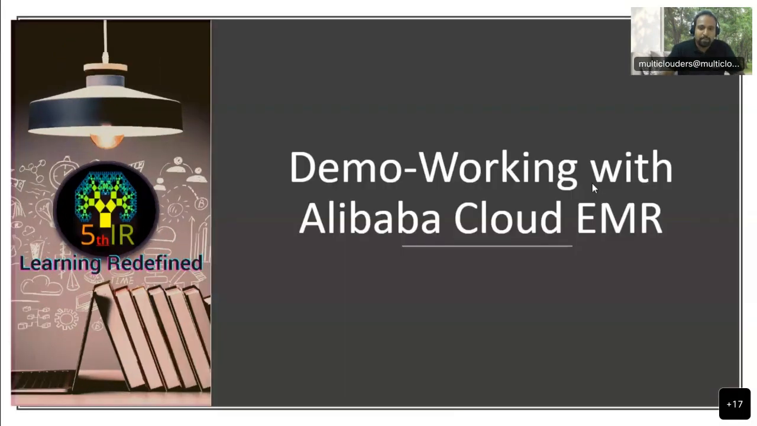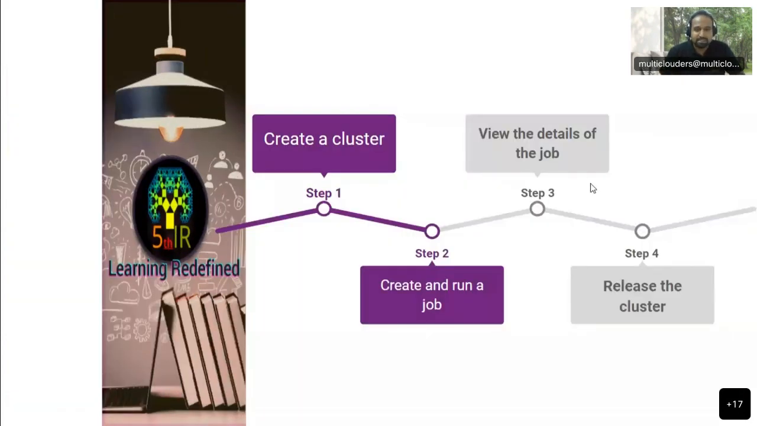Okay, so now moving to the demo part of how to spin up or create an Elastic MapReduce cluster in Alibaba Cloud. There is a set of steps, which I have depicted here. First, we have to create a cluster. For creating the cluster, you have to provide the master node and core node. You have to specify how many master nodes are required. Minimum, you have to provide one master node and 2 core nodes. Then you have to provide the configuration of the master node as well as the core node, based on the workload. Alibaba Cloud has given a set of workloads.